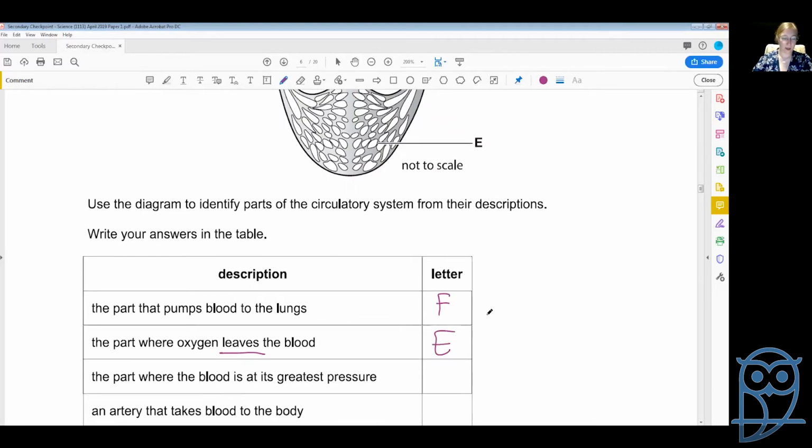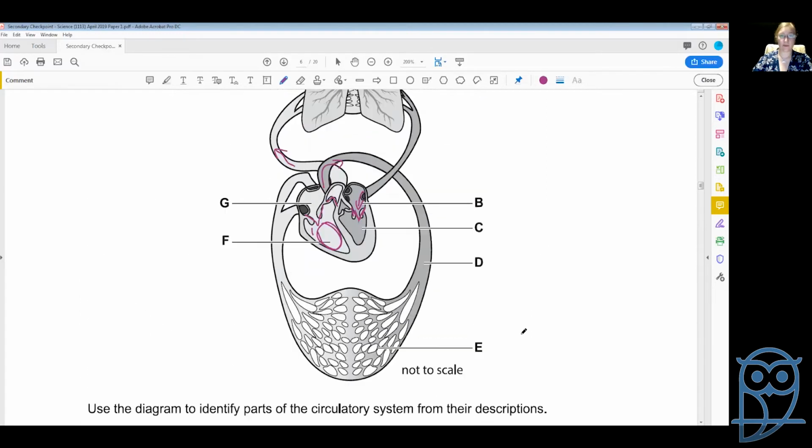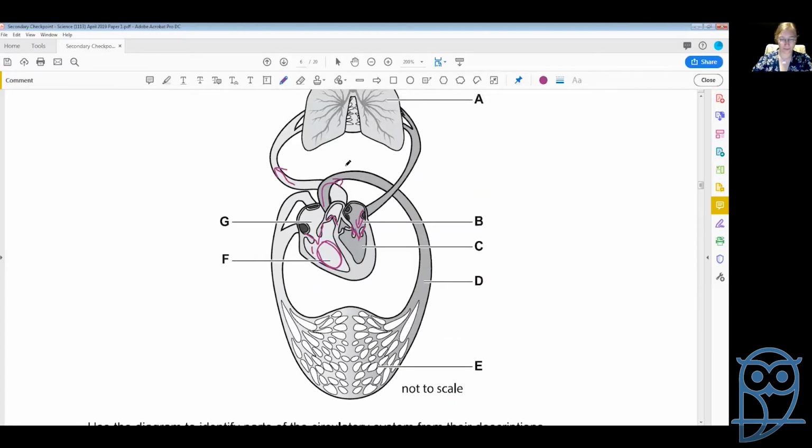The part where blood is at its greatest pressure. So that would again be here in the heart. This would be the part of the heart that is pumping the blood to the body, is the one that is under the highest pressure. So that would be part C.